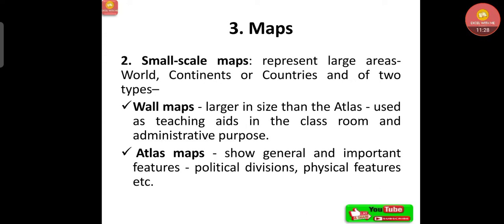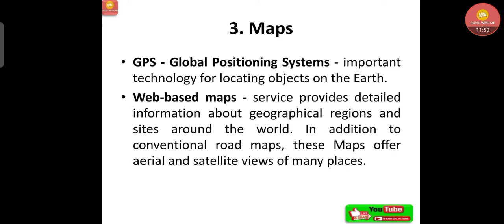Then small scale maps represent large areas like the world, continents or countries, and they are of 2 types: wall maps and atlas maps. Wall maps are larger in size than the atlas, used as teaching aids in the classroom and for administrative purposes. Then atlas maps show general and important features, political divisions, physical features, etc.